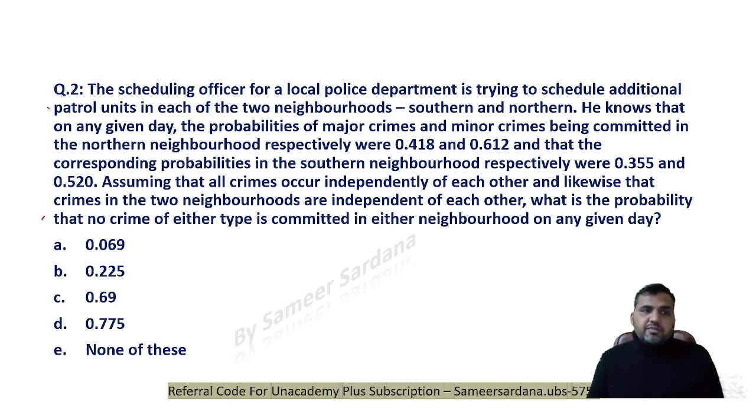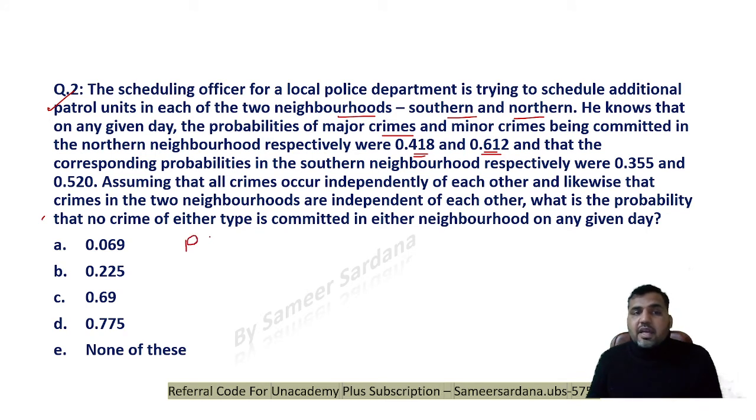Question number 2. The scheduling officer for a local police department is trying to schedule additional patrol units in each of the 2 neighborhoods, southern and northern region. He knows that on any given day, the probability of major crimes and minor crimes being committed in the northern neighborhood respectively are 0.418 and 0.612. This question is based on the independent event case, which I just discussed with you.